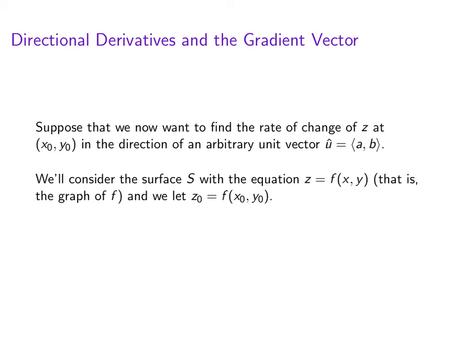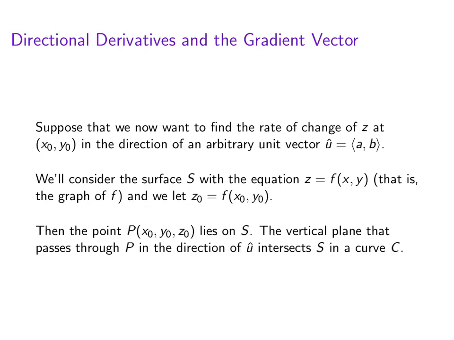Let's take the surface that has equation z equals f of x, y. So that's the graph of f. And we'll let z naught be equal to f of x naught, y naught. So that's the z coordinate of the point on the surface. Now we have a point P, (x naught, y naught, z naught) on the surface. And then we'll take a vertical plane that passes through the point P in the direction of the unit vector u, and that's going to intersect our surface in a curve.